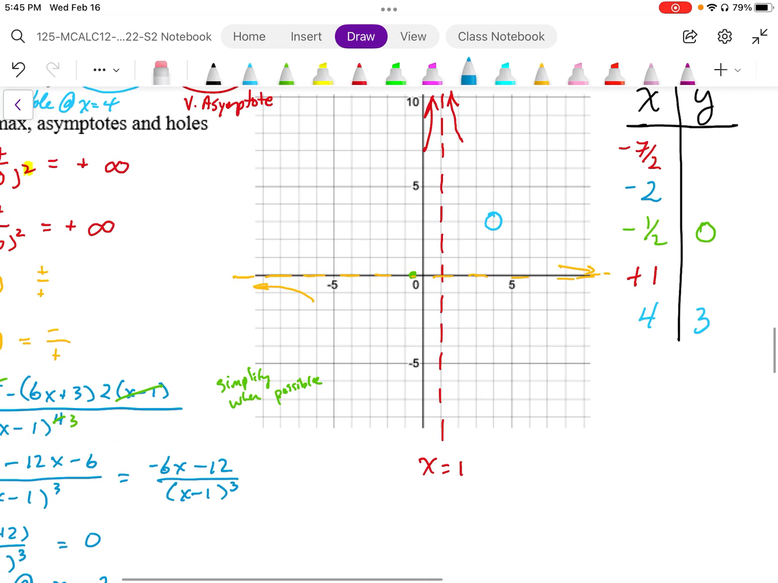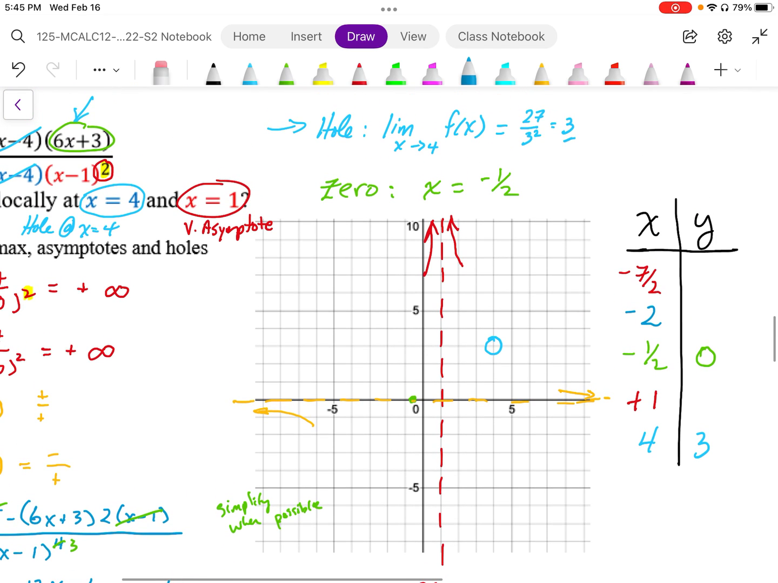At negative 2, I'm going to calculate a y coordinate. So negative 2 into the expression, I get 6 times negative 2, which is negative 12. Plus 3 is negative 9 in the numerator. And then negative 2 minus 1 is negative 3 squared. So that works out to be negative 1. So I end up with a coordinate at negative 2, negative 1.